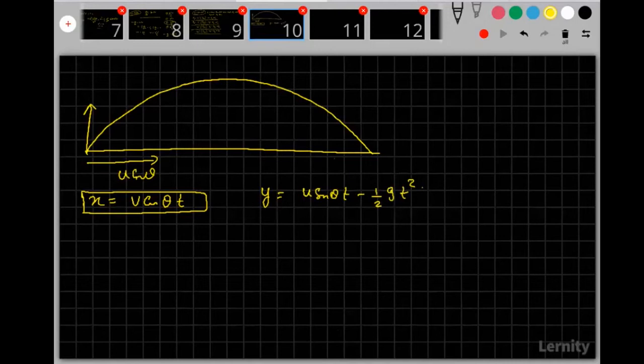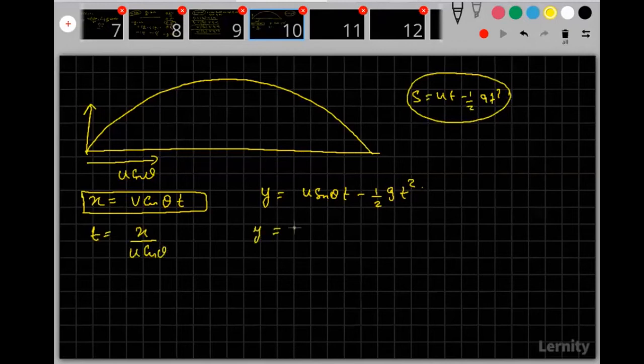In the upward direction, s is equal to ut minus half gt squared. So I have written that. Now here I know t is equal to x by u cos theta. So if I substitute, I'll get y is equal to u sin theta into x by u cos theta minus half into g into x square by u square cos square theta.